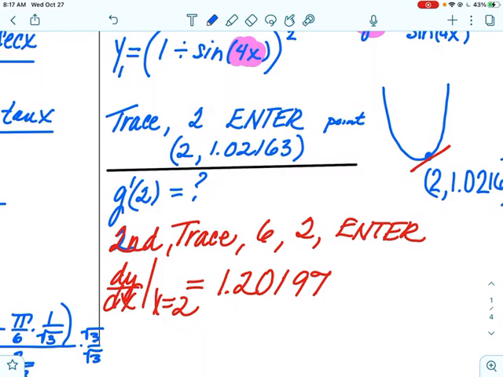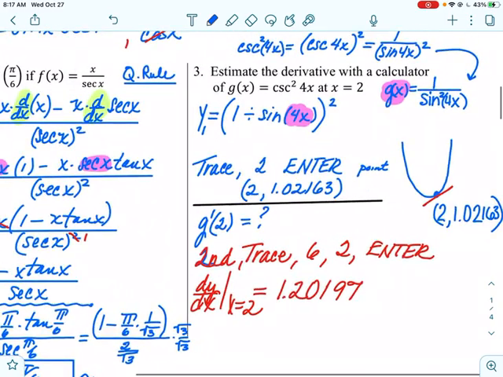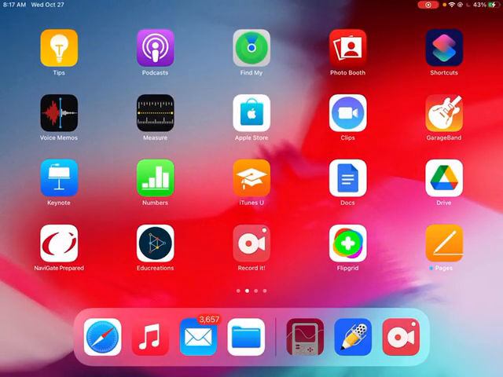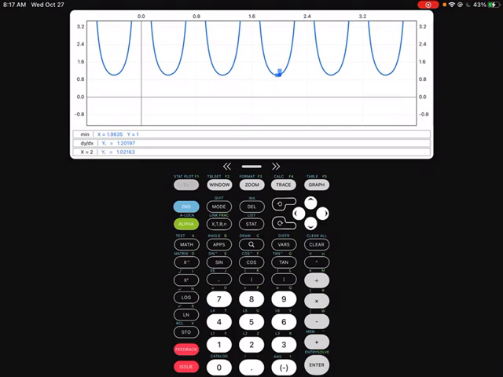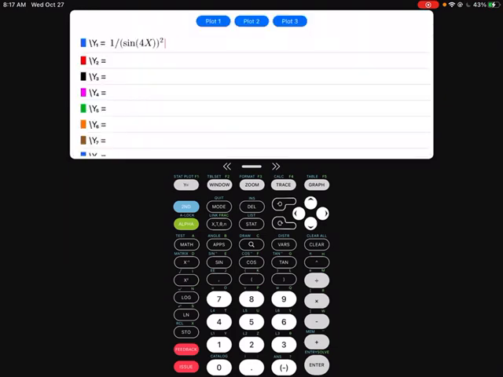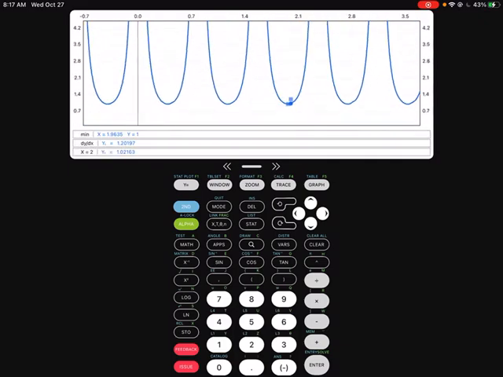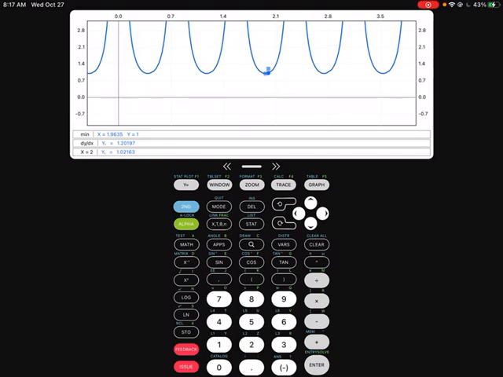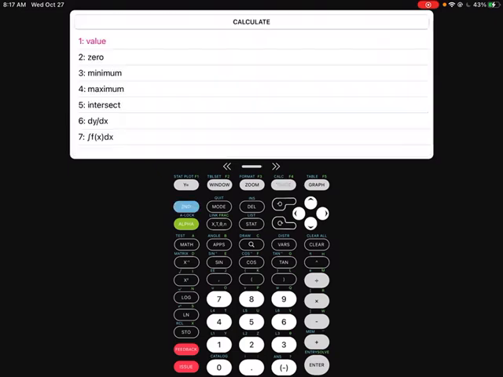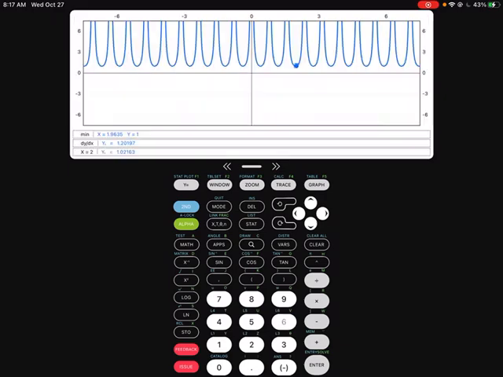Okay, so I already have my function in there, so I'm going to switch over to my calculator, and you can see that's what I have in y1. I'm going to hit graph, and you can see I'm going to zoom in a little bit on this just to make my job a little bit easier. So I'm going to hit second trace 6 for the derivative, and then I'm going to hit 2 and enter.